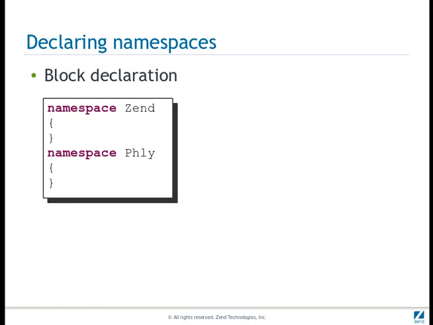So namespace Send, and then your opening block. Namespace Fly, your opening block. Everything within the braces then is considered within that particular namespace. This is the way that the PHP manual recommends declaring namespaces if you'll use more than one namespace per file. Typically you will not, but if you want to, this is how you would do it.